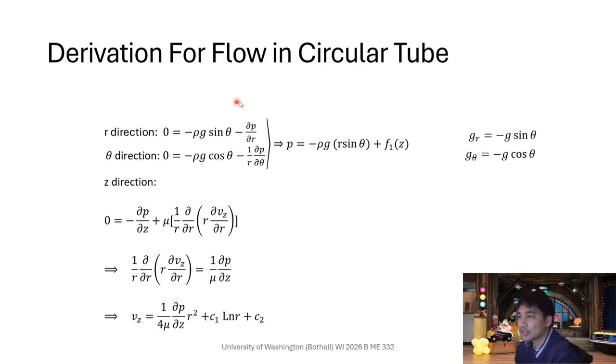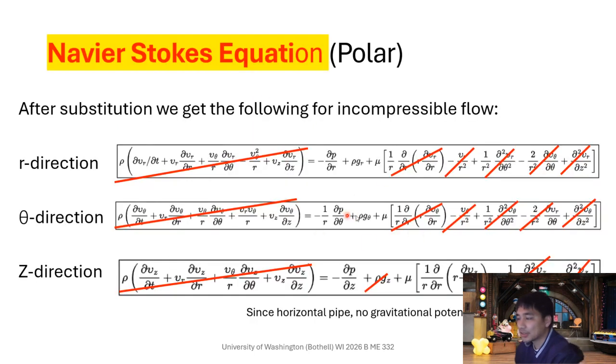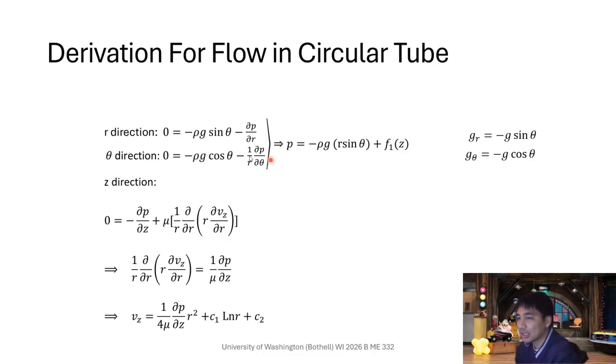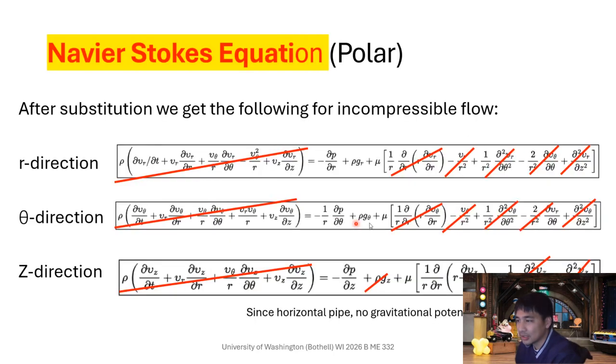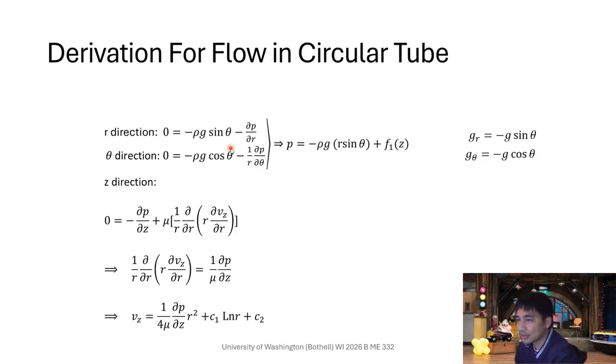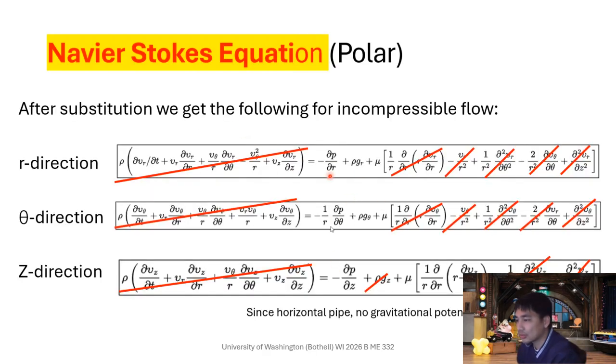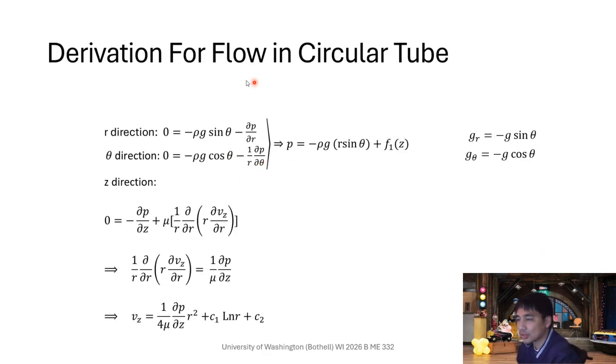So we continue our derivation for our flow in the circular tube. So in the R direction, after all this is crossed out, this is what we get. We have to use this gravity in the radius direction to equal negative g sine theta, and gravity in the theta direction to equal negative g cosine theta. So we plug those into here, okay? And then we have our derivatives for pressure with respect to r and theta, which is right here, these 1 over r.